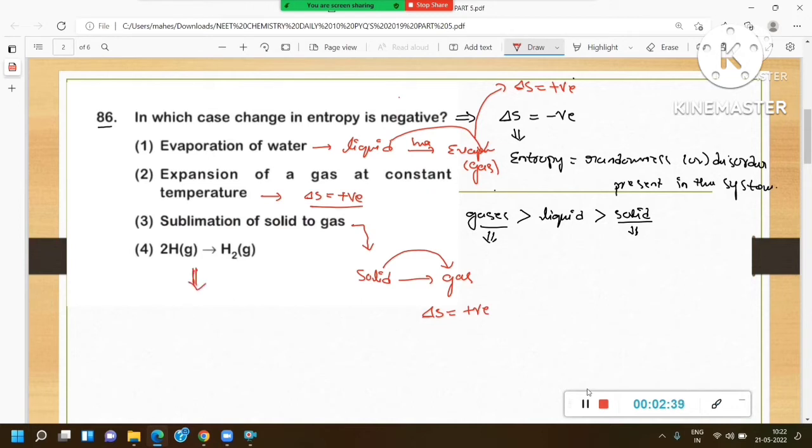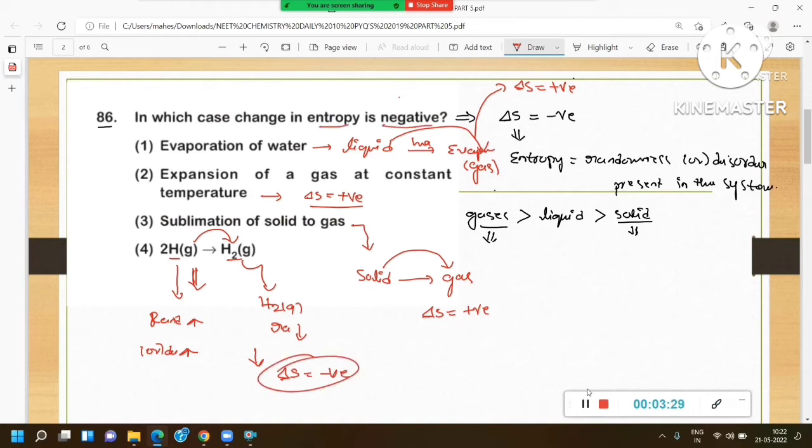Now let us verify option 4. Here, two individual hydrogen gas atoms combine to form the H2 molecule. In the individual atoms, the randomness or disorder is very high. It combines with another hydrogen atom to form a hydrogen molecule. In the molecule, the randomness is decreased. That's why delta S value becomes negative. So according to the question, option 4 satisfies the given question, and 4 is our correct answer.